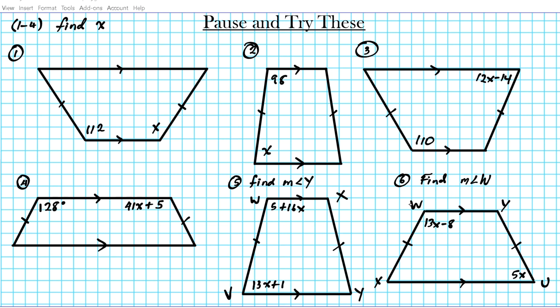Welcome back. Hopefully you had a chance to try out the practice problems. Let's take a look at what the solutions are. For number 1, the answer x is 112. For number 2, x is 82. For number 3, x is equal to 7. For number 4, x is equal to 3. I wrote 2. For number 5, the measure of angle y is 79 degrees. And then for number 6, the measure of angle w is 125 degrees.